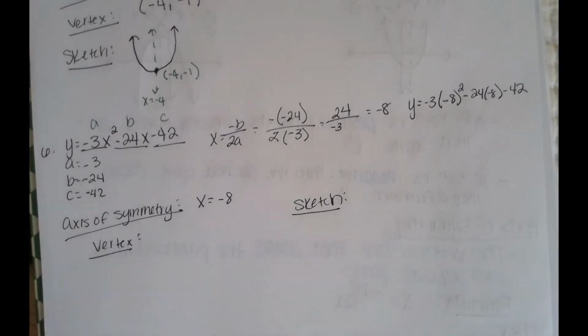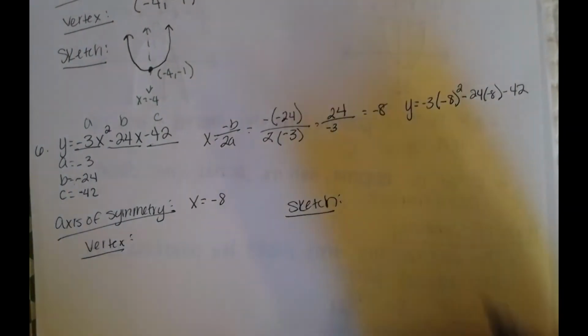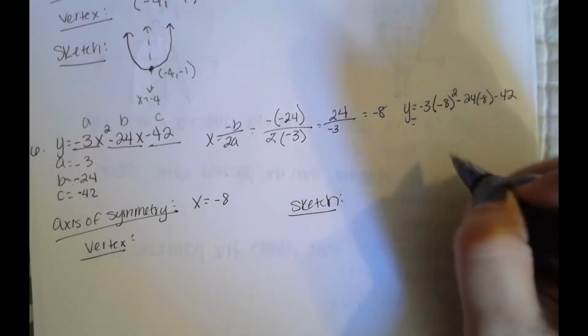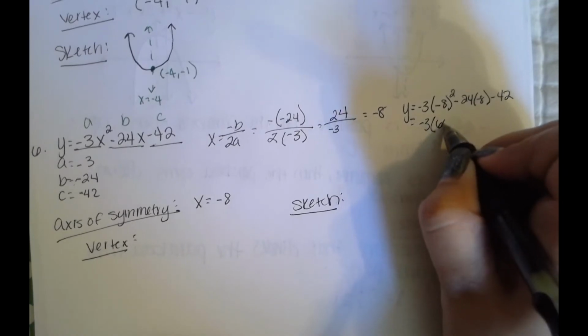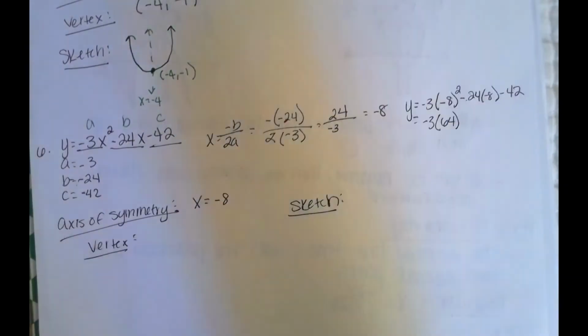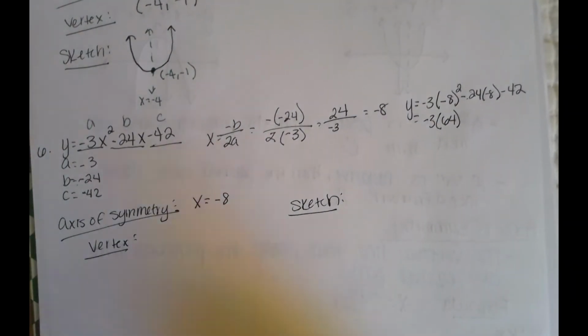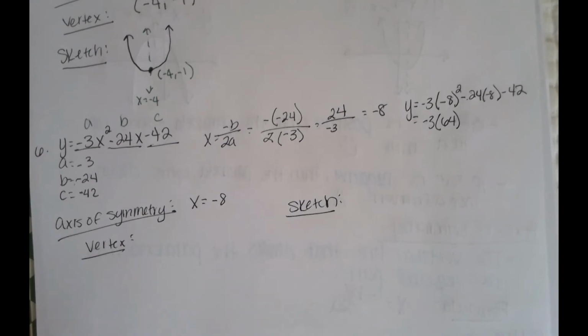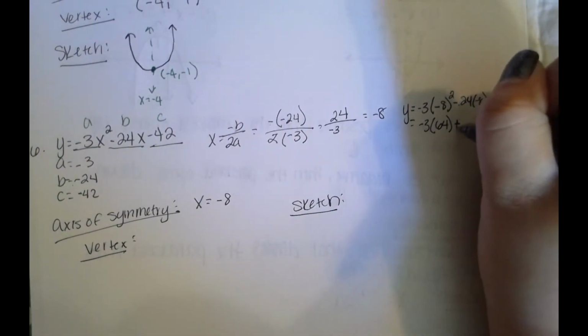If you have a number outside of parentheses like this, that means multiplication. So doing this, you have to do your exponents first. So -8 squared would be a positive 64. -24 times a -8. A negative times a negative is a positive. That would give you a positive.